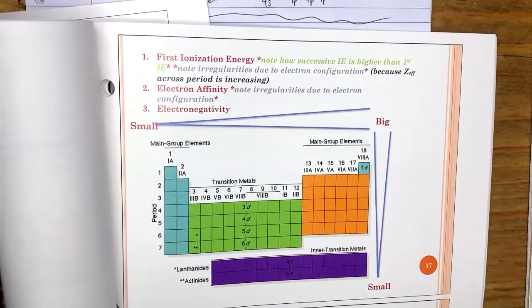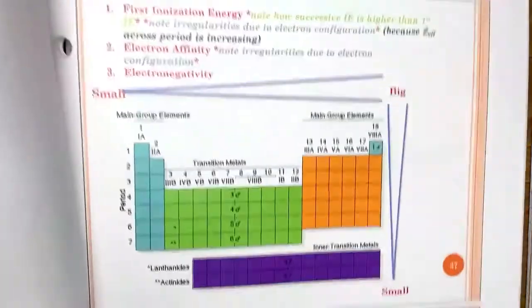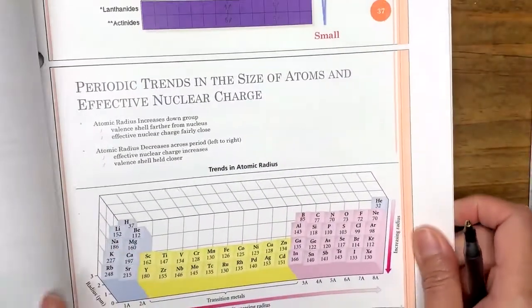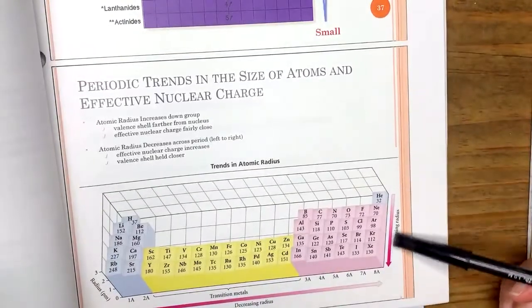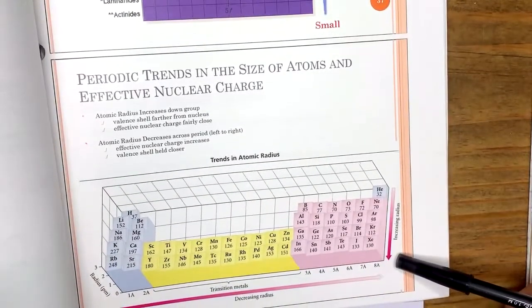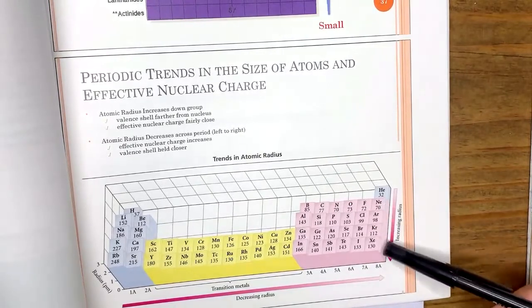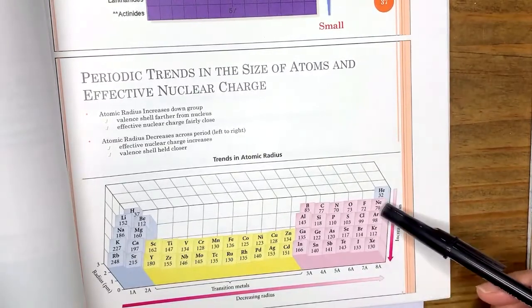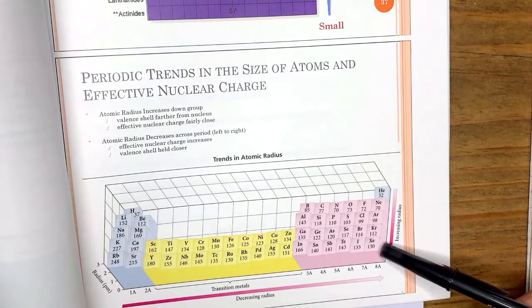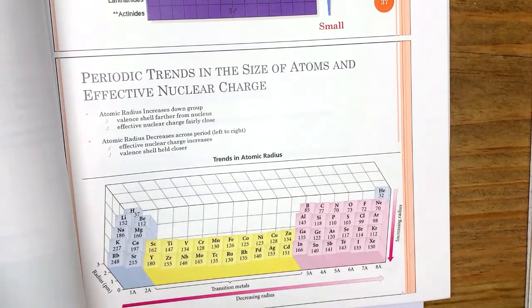So the first thing is sizes. If you take a look at this picture here, if it goes down, the radius of your atom gets bigger and bigger. Why? Well, because my orbitals are getting bigger and bigger. Level 1, 2, 3, 4, 5, it's getting bigger and bigger. So obviously it's going to get a bigger size as you go down a group.